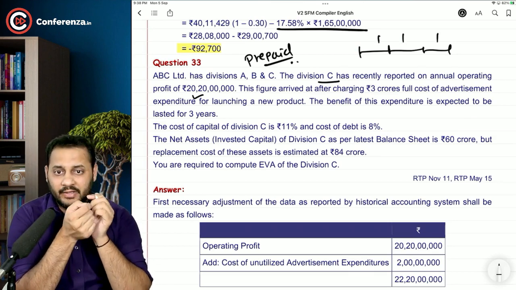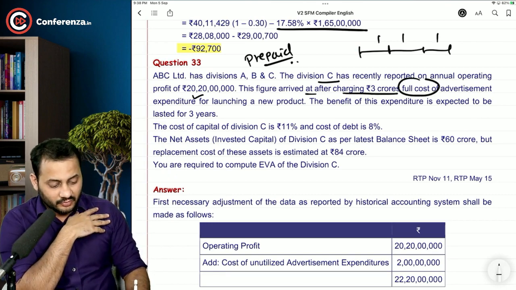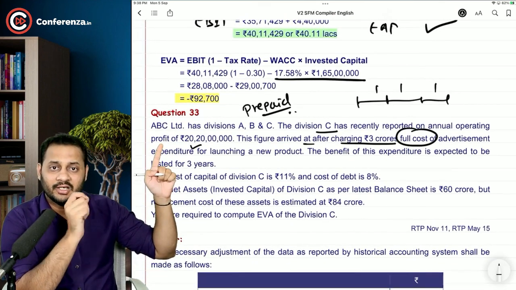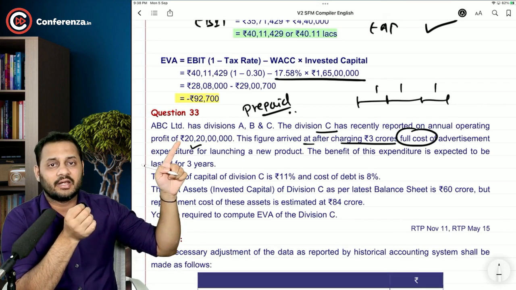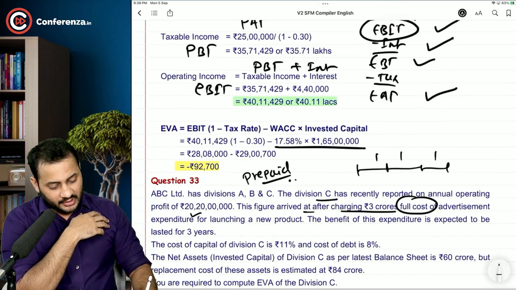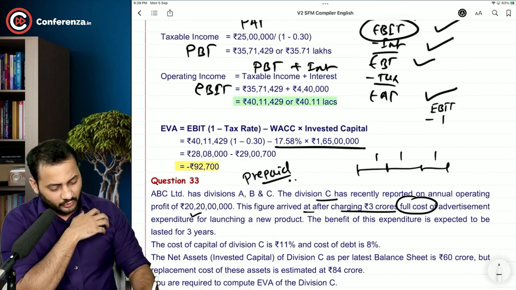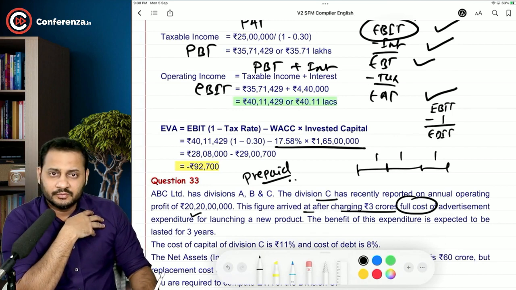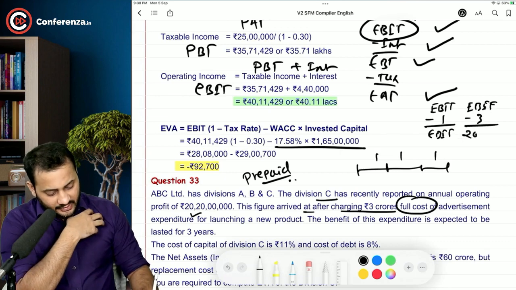But what has happened? This figure is arrived at after charging the entire 3 crore of the full cost of expenditure. That means instead of deducting 1 crore, we deducted 3 crores from the profit, and then we arrived at this value. Now understand, if this is EBIT before this expense, we should have deducted only 1 crore and arrived at earning before interest and tax, whatever it is. But we did it like this, EBIT minus 3 as 20.20.